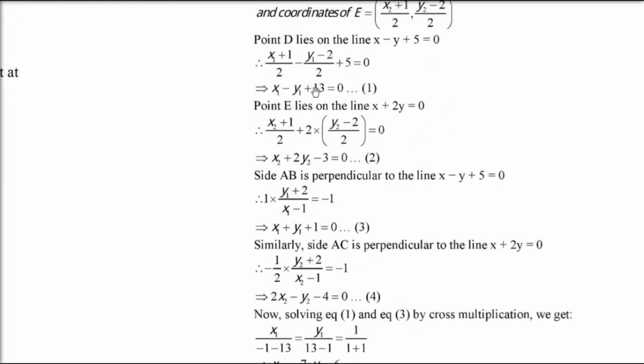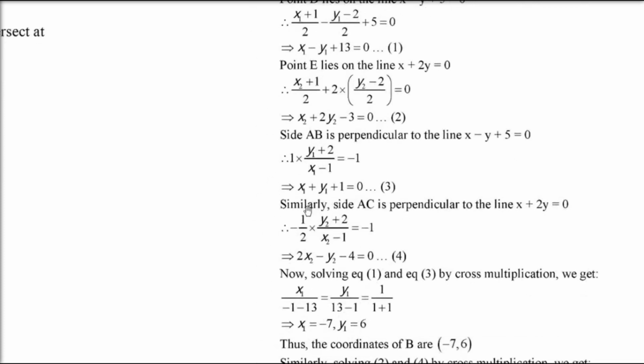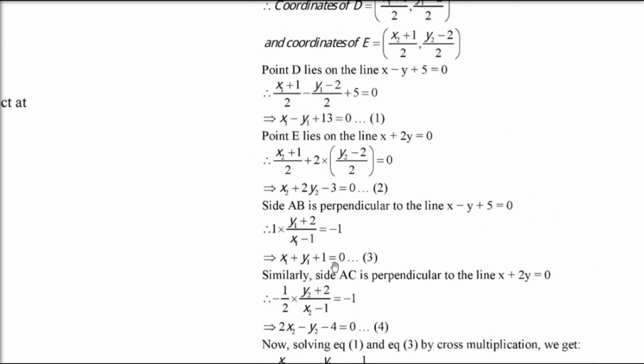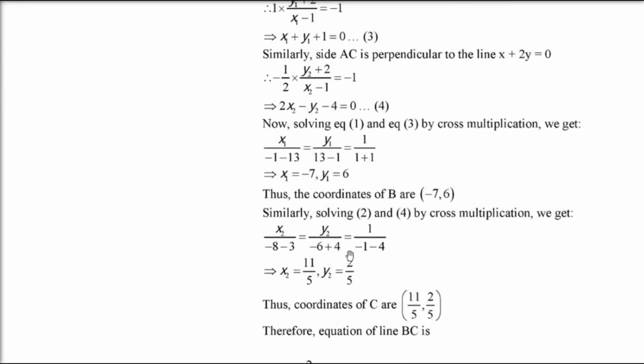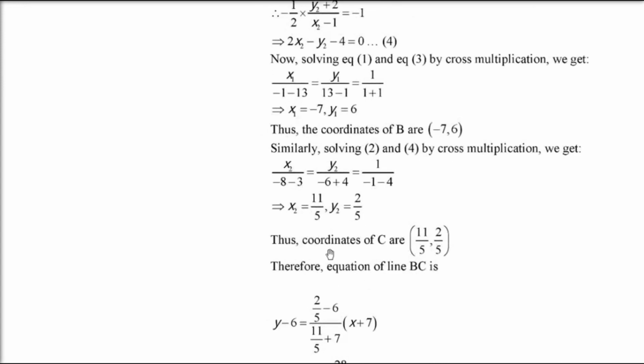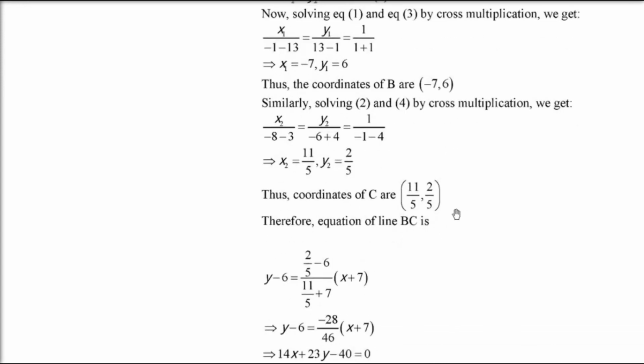So you have the first equation and the third equation in x1, y1. Solve these and you will get x1 and y1. The second and fourth equations involve x2, y2, so solve those to get x2 and y2. So x1, y1, x2, y2 are the endpoints. The points I'm suggesting are B = (-7, 6) and C = (11/5, 2/5).